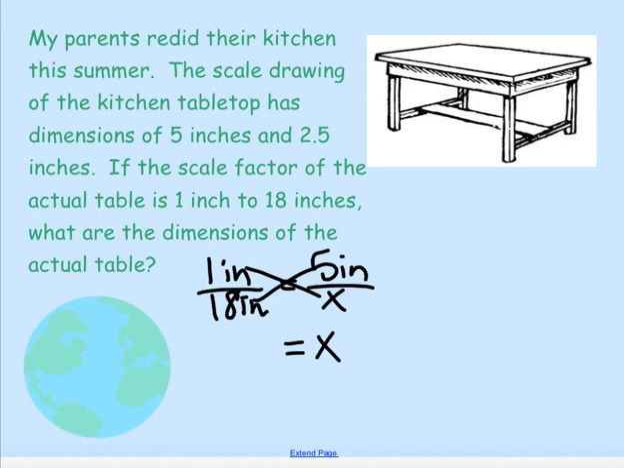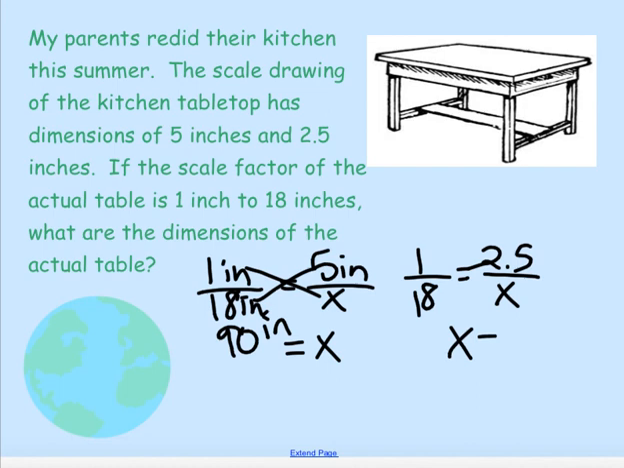well, 5 times 18 is 90. So our width is 90 inches, and I do it again, 1 over 18 is equal to 2.5 over x. So x is equal to 45 inches. So we have a table that's 45 inches by 90 inches.